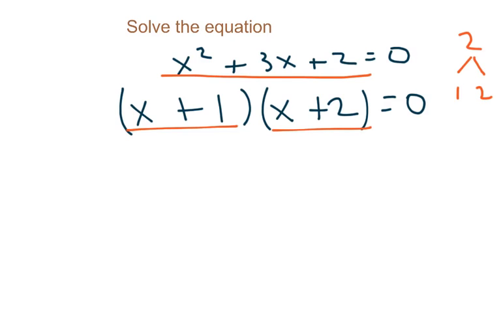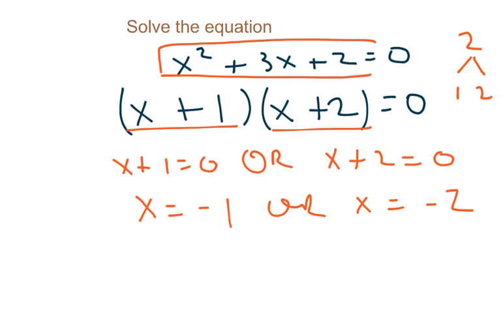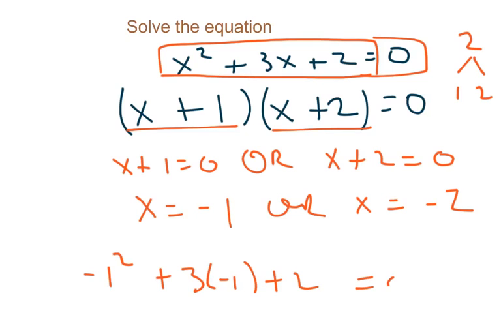And we know that one of these must be equal to 0. So x plus 1 is equal to 0, or x plus 2 is equal to 0. And that means x is equal to minus 1, or x is equal to minus 2. And if you plug minus 1 into this x squared plus 3x plus 2 equals 0 equation, we're going to get minus 1 squared plus 3 by minus 1 plus 2, and that's going to give me 0. That actually works out. Minus 1 squared is plus 1. Minus 3 plus 2 is 0.